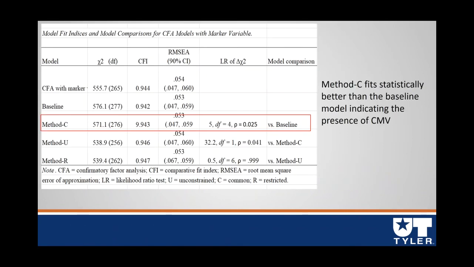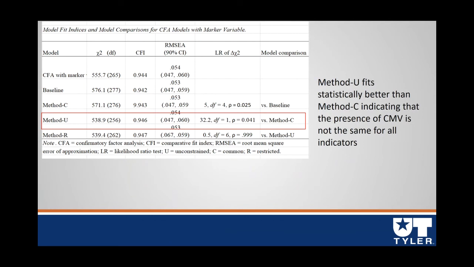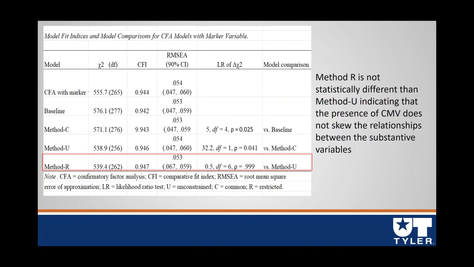So we're going to start with method C, and we can see by our p-value of 0.025 that method C fits statistically better than the baseline model, which indicates the presence of common method variance. We can see by method U, with the p-value of 0.041, that method U fits statistically better than method C, indicating that the presence of common method variance is not the same for all of the indicators. And we can see with a p-value of nearly 1 that method R is not statistically different than method U, indicating that the presence of common method variance does not skew the relationships between the substantive variables.